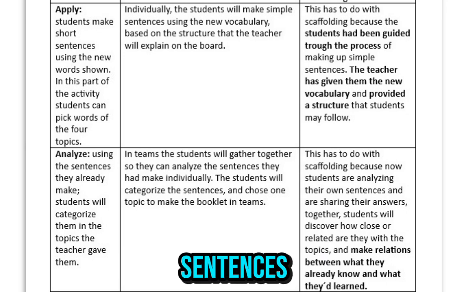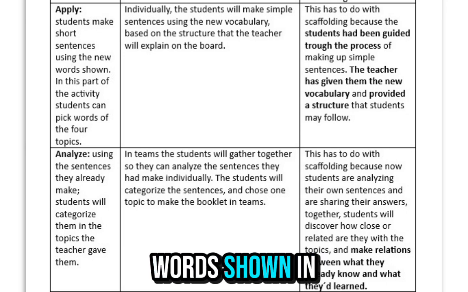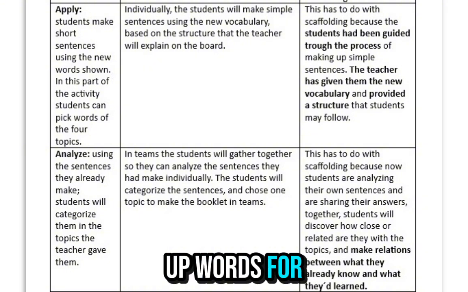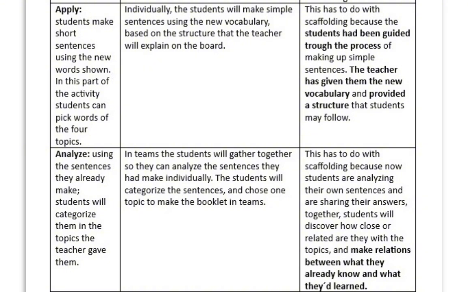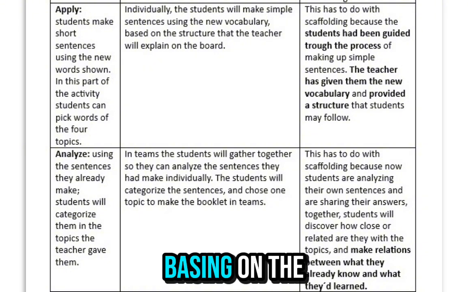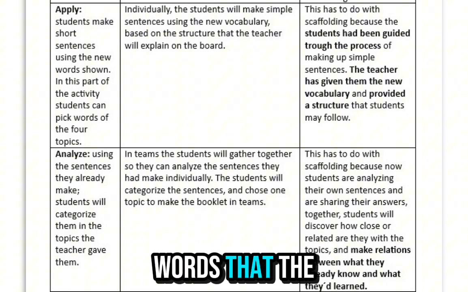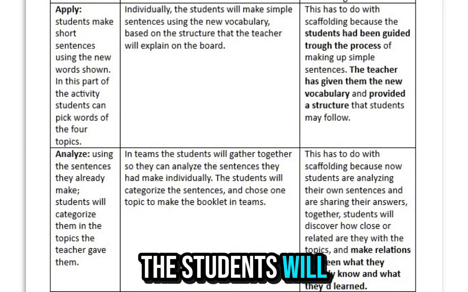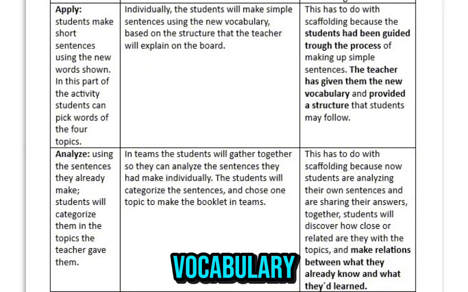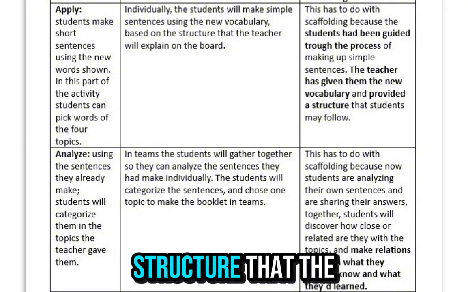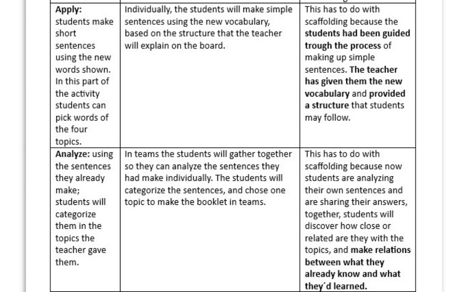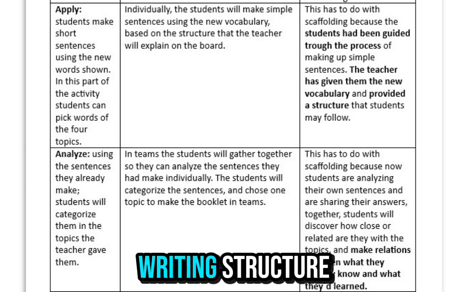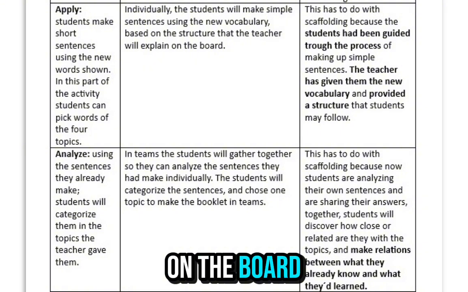Students make short sentences using the new words shown. In this part of the activity, students can pick words from the four topics. Basically, based on the words that the teacher showed before on a table, the students will make simple sentences using the new vocabulary, based on the structure that the teacher will explain on the board. So the teacher will be guiding the students in order to acquire a new writing structure.